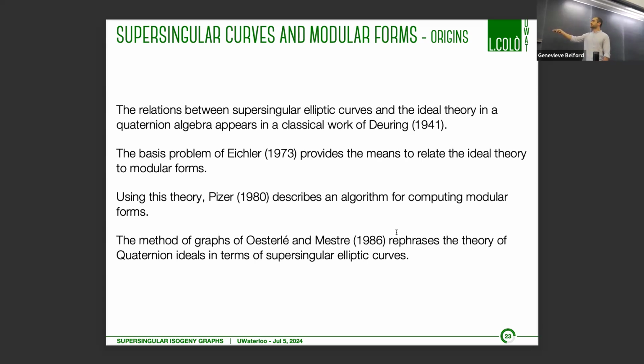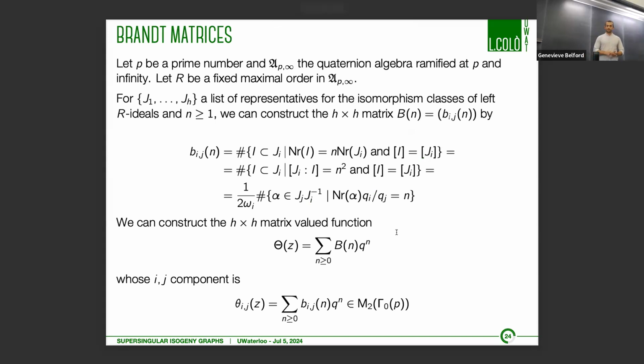It all came to the 70s, when Eichler was able to prove that you can span the whole space of modular forms using this theory, using the study of isogeny graphs and graphs of ideals. Using this theory, Pizer was able to describe an algorithm for computing modular forms. And in the end, in the 80s, Oesterlé and Mestre were able to rephrase the whole structure in terms of supersingular isogeny graphs. Okay, so let's have a brief look at what I was talking about.